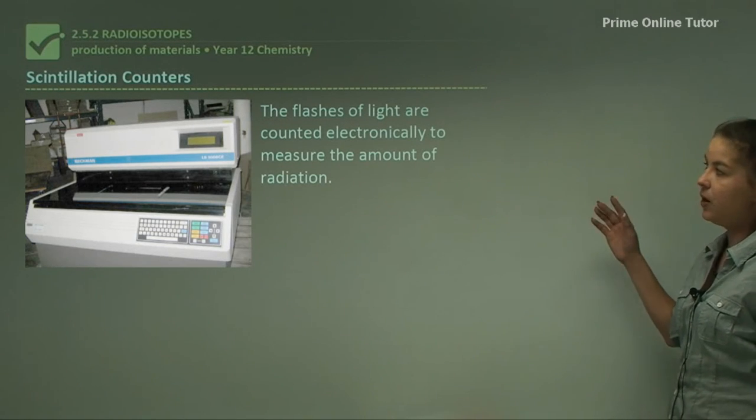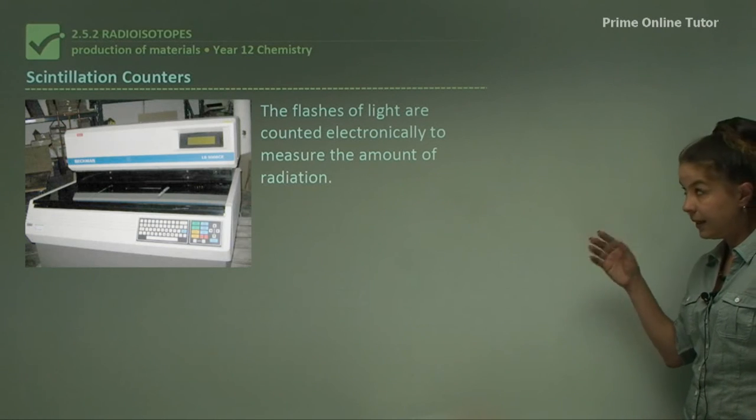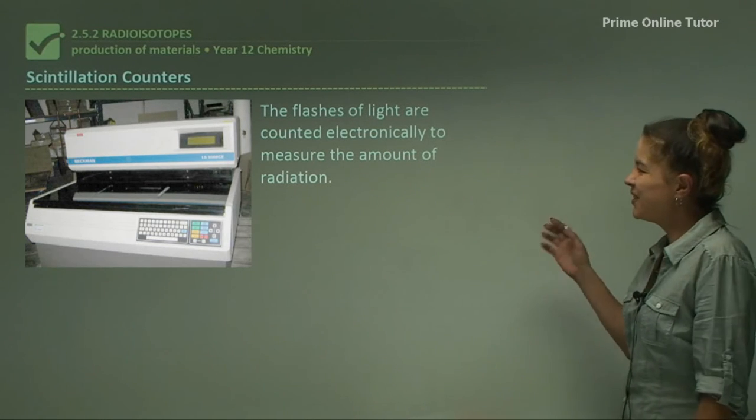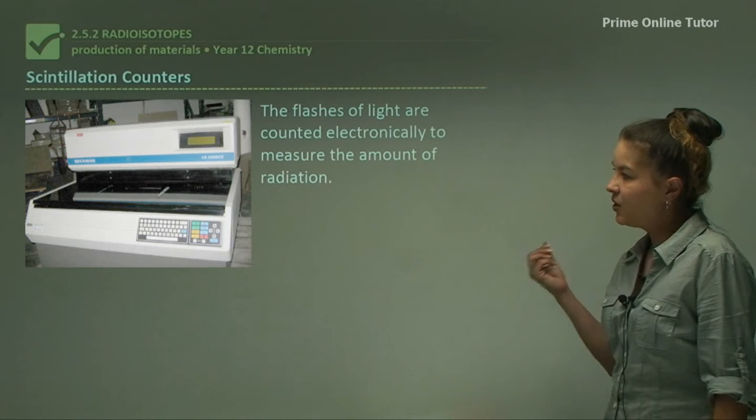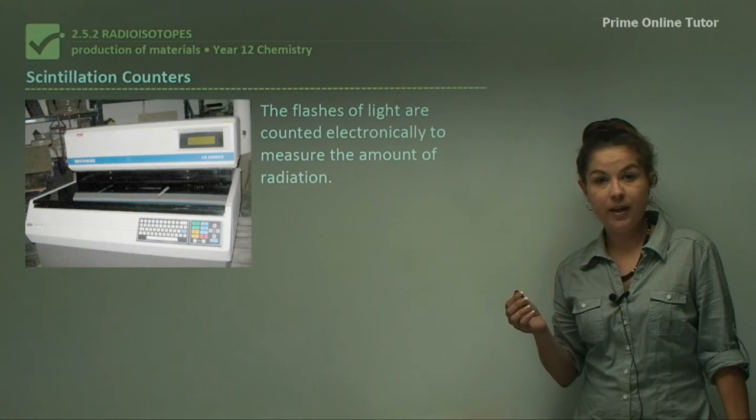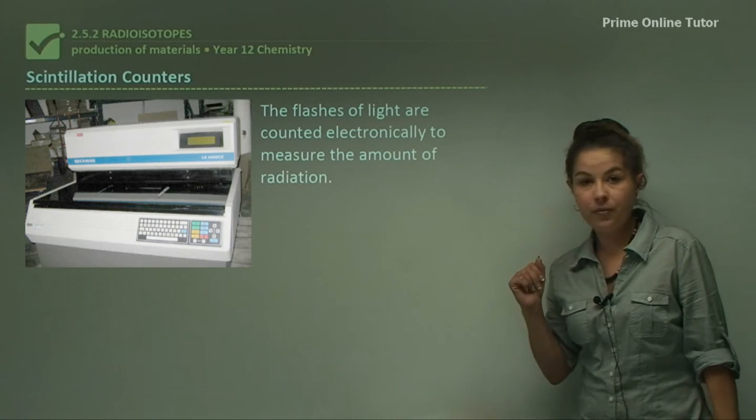So the flashes of light are counted electronically to measure the amount of radiation. So that's our theory about how we detect radiation. So let's look at a few questions now.